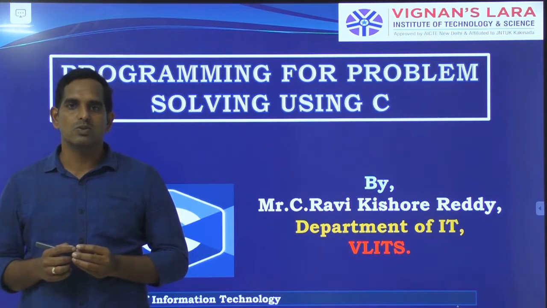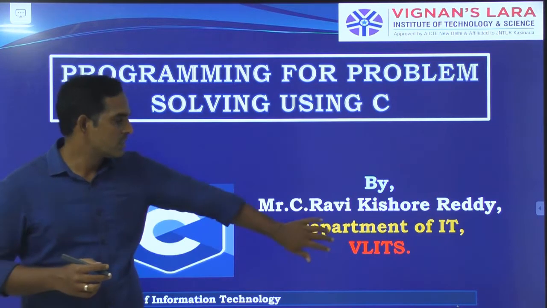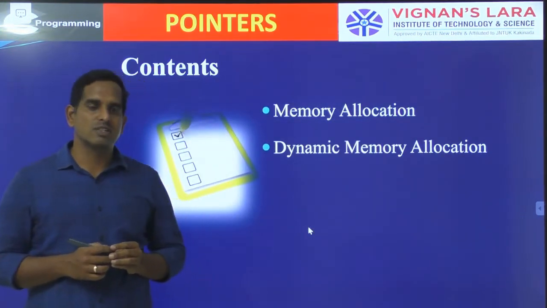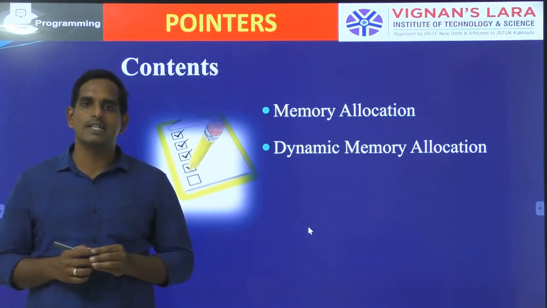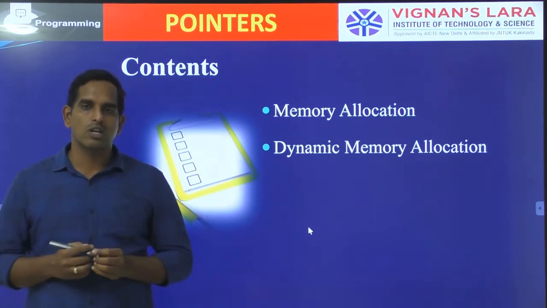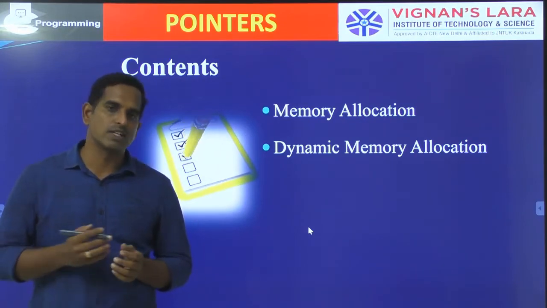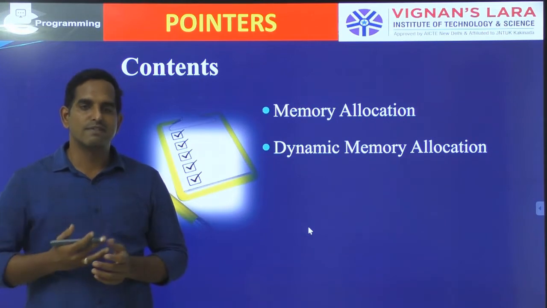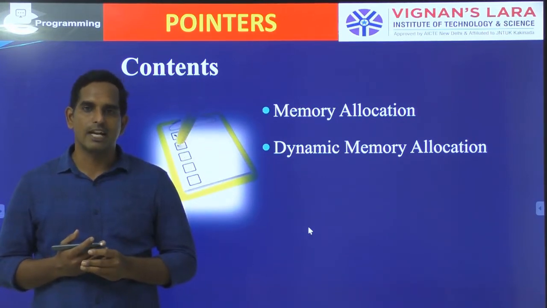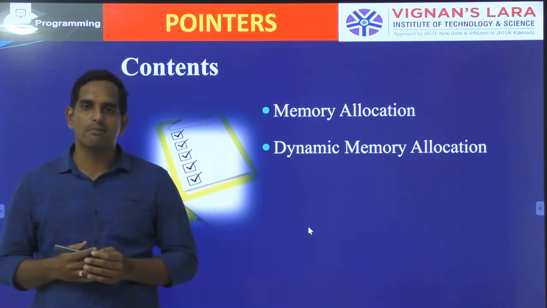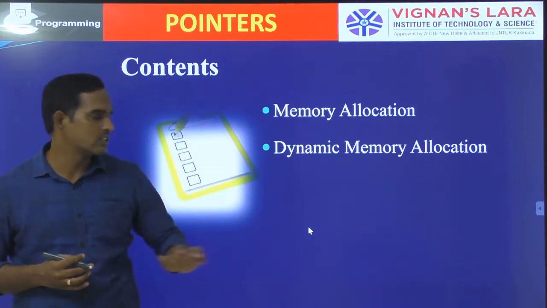In the previous sessions we have started learning about pointers and what you can do with those pointers. In this session we will be looking at some more related topics with pointers, that is memory allocation and dynamic memory allocation. In the initial parts we will look at what memory allocation is, what static memory allocation and dynamic memory allocation are, and what the difference between them is. Then we will look at how you can perform dynamic memory allocation in C language.